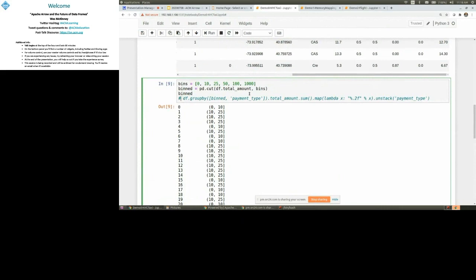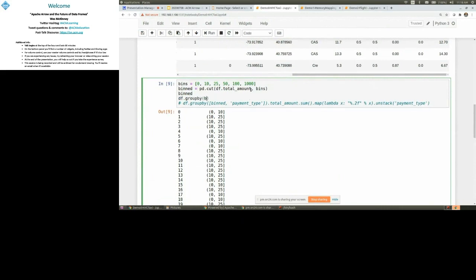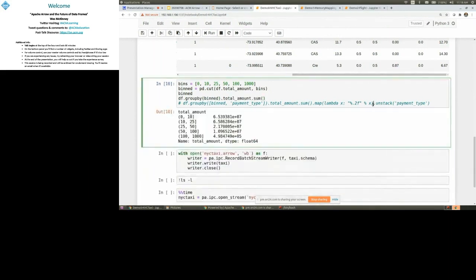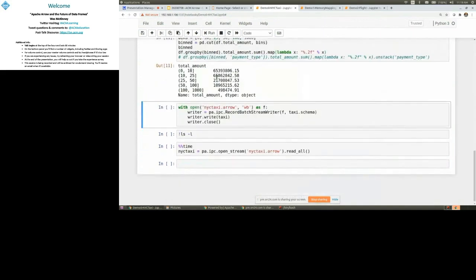And then I'm going to group the data frame by the bins and select the total amount column and sum it, and maybe format it a little more nicely. And so we can see that the bulk of the fares are paid into the smaller fares under $25, and you don't actually have a lot of fares that are over $100. If we wanted to dig a bit deeper, we could also split out by the payment type. So whether people use cash or credit card.